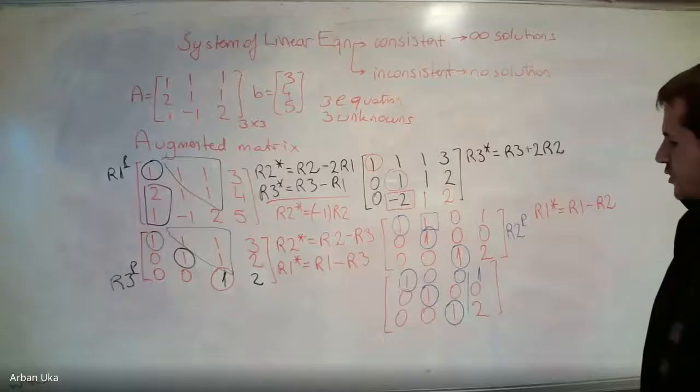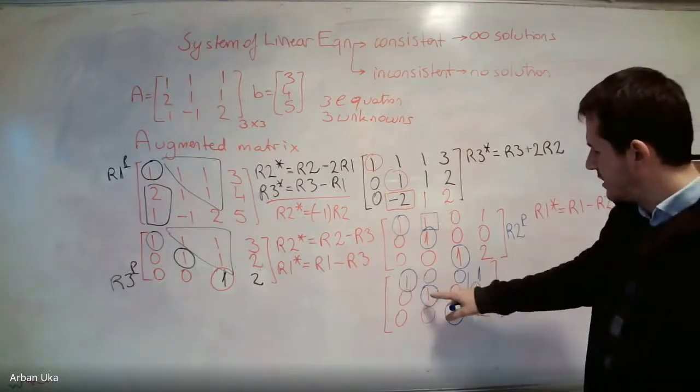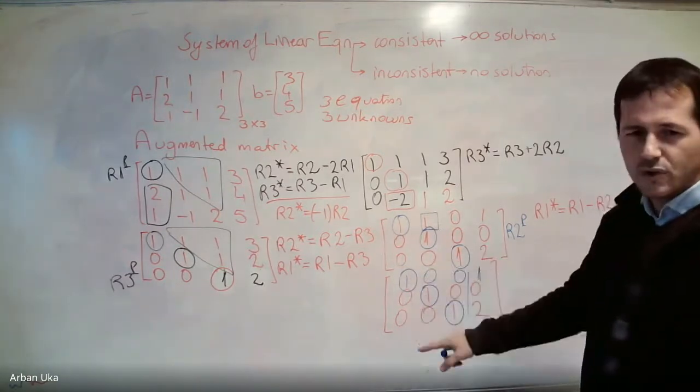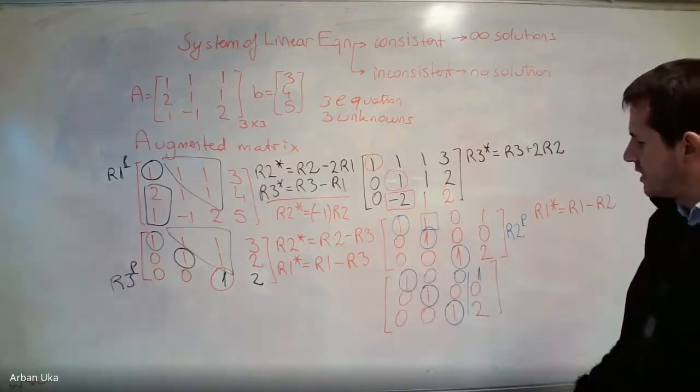I think we have found all the variables or the unknowns. That's true. So we cannot simplify it any further. Where are the leading ones? The leading ones are here, here, and here. Does this leading one have all 0 in its own column? Yes, in its own column, this leading one is everything else is 0.